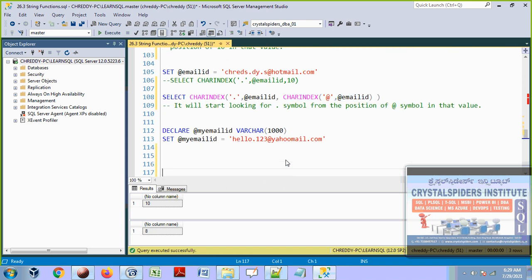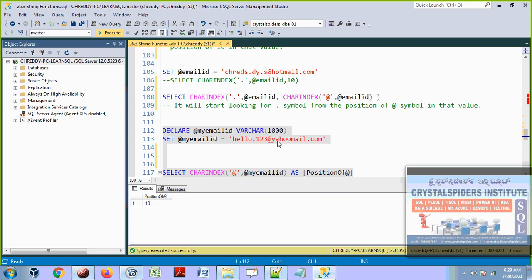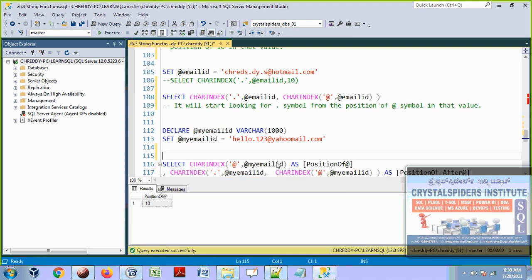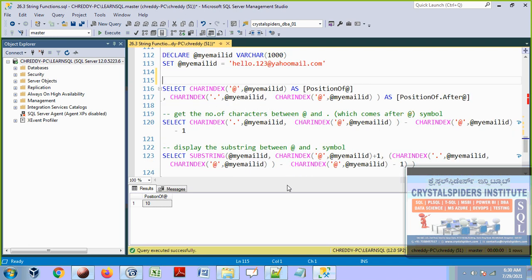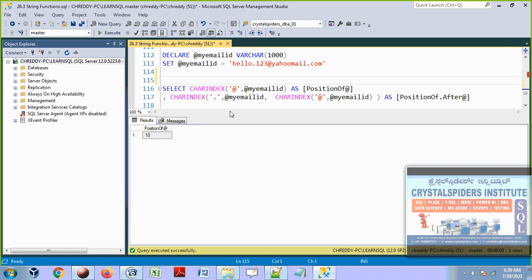Okay guys, so now here, how do you get the position of the at the rate symbol? We have this CHARINDEX of the at the rate symbol in the my email ID variable. What is the position of the at the rate symbol? This will give the position of the at the rate symbol in this value, hello.123@yahoomail.com. In the same way, how did you get the position of the dot symbol, which will come after at the rate?